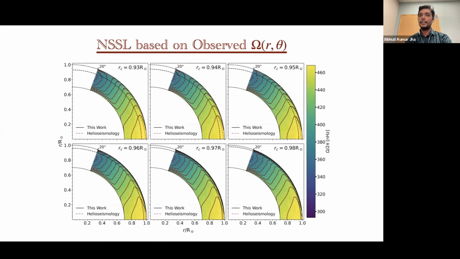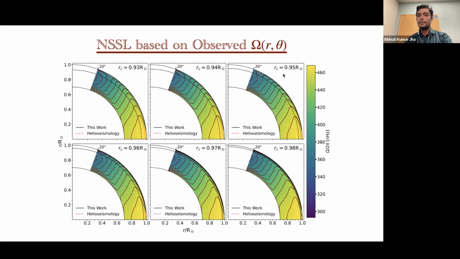Then let's talk about the NSSL based on the observation. Again, we have done a similar thing. For different values of RC, we have plotted the NSSL. I would like to point out that we have calculated the delta T at this dotted line, and we use that delta T to calculate the omega in the top layer. Here we have compared it with the observation. The red dashed line is from the observation, and this black line is from our model.